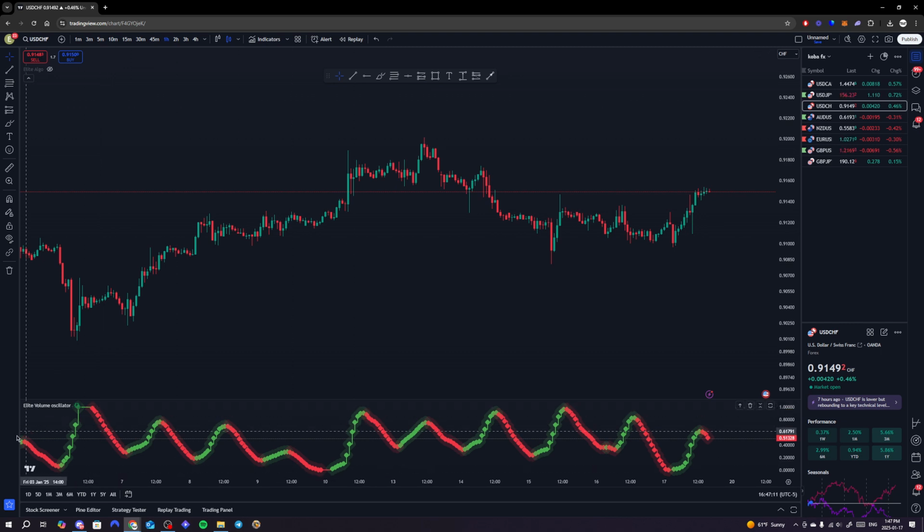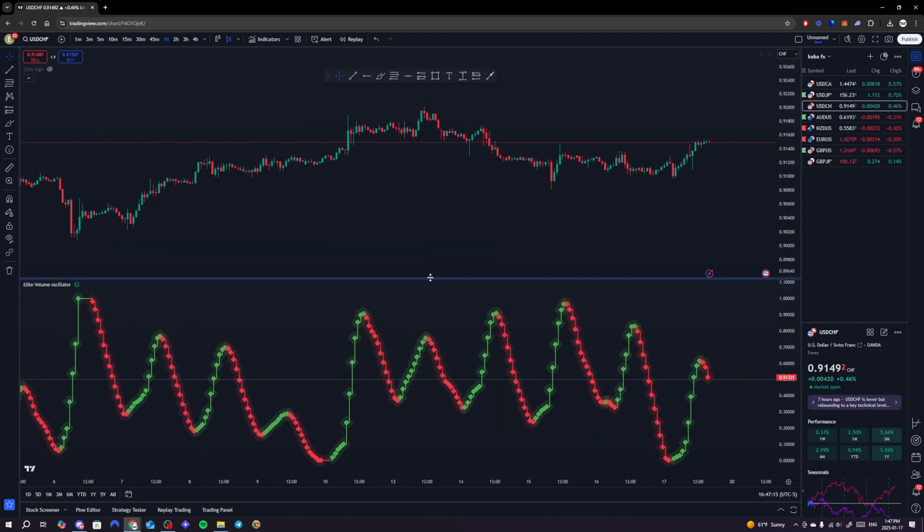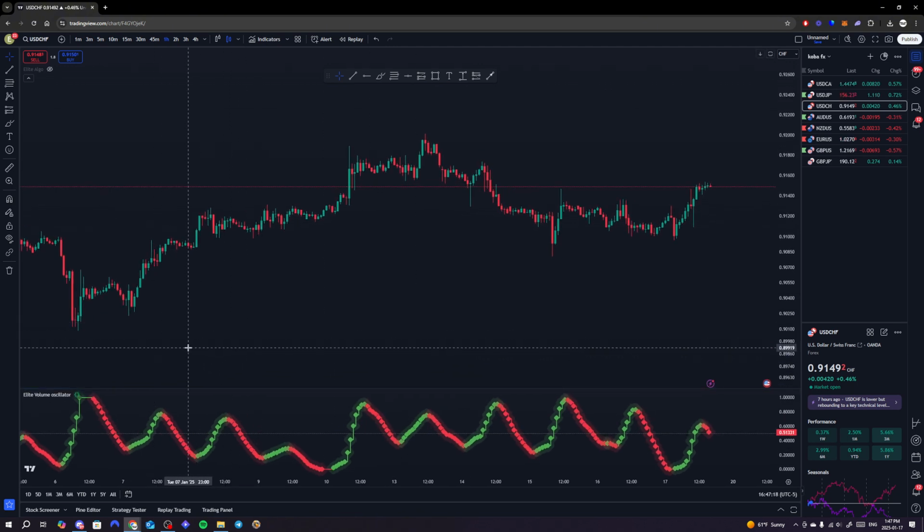Over here, we have it down at the bottom. It's going to look like this. You can make it big, you can make it small. That's really up to you what size you want it. What we want to look for here is the green line, green dots, red line, red dots. What these indicate is low volume and high volume in the market.